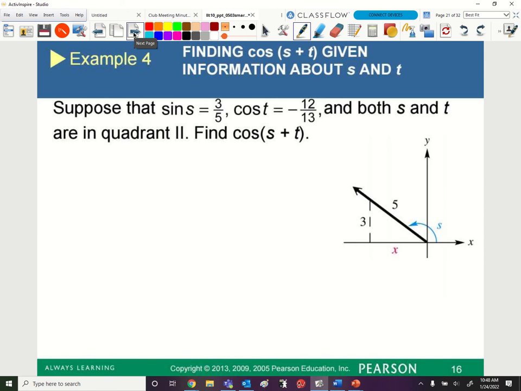All right, suppose you have sine S is 3/5, cosine T is -12/13. Both S and T are in quadrant 2. Find cosine of S plus T. Now, we actually have two angles that we're using here. So I'm going to start with S. We have X, Y, and R. And if you remember these, we did these a long time ago back in unit 1 and 2, I believe. So we're going to have X, Y, and R for angle S.